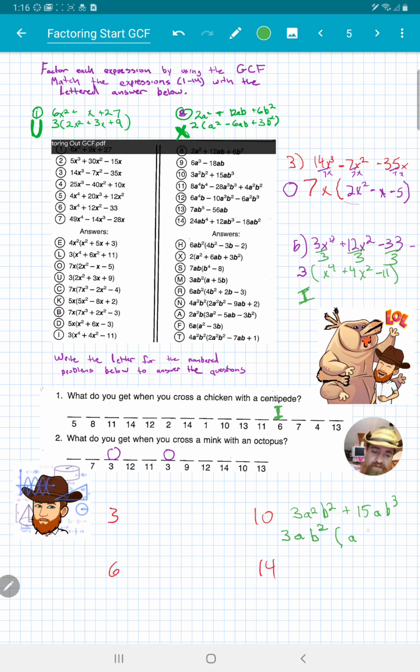Go to the next term, do the same thing. 15 divided by 3 is 5. A divided by a, they cancel. B cubed divided by b squared, so that means we're going to take 2 b's away from b cubed, which leaves us just b. And that's my factored form: 3ab squared times a plus 5b, which hopefully matches with one of my pieces.